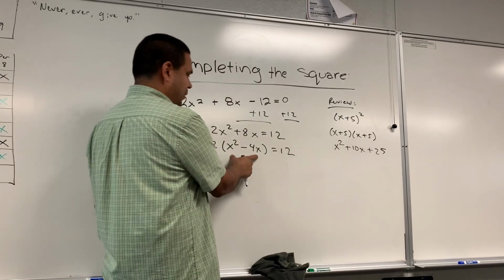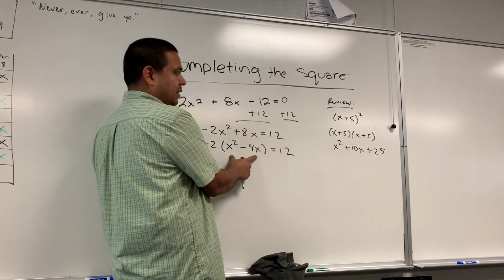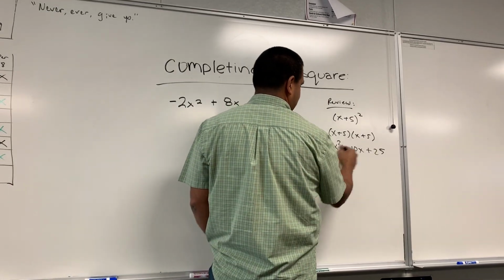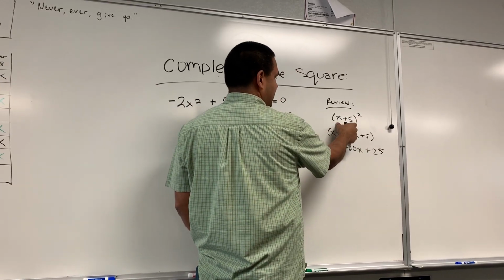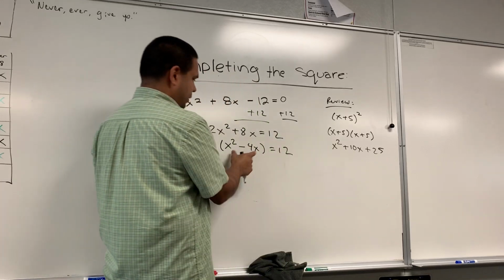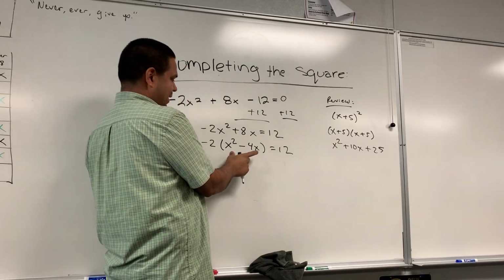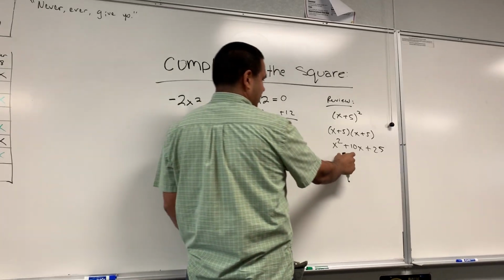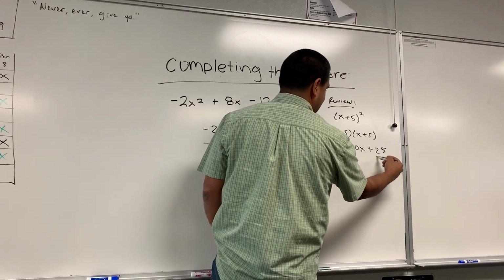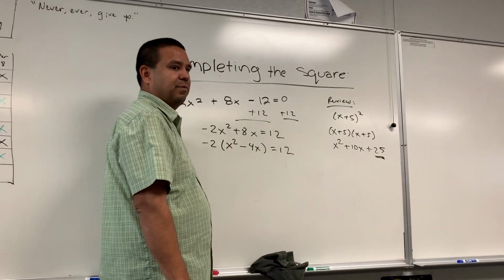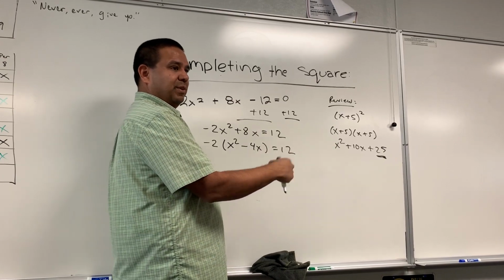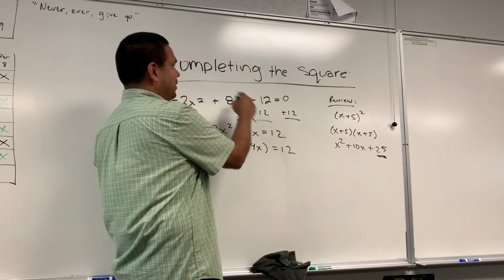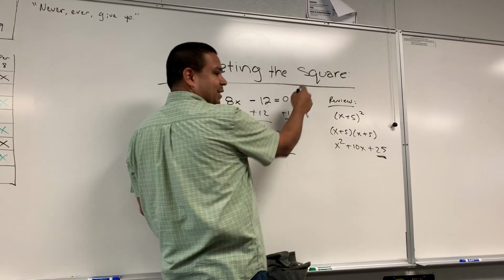So when we compare what we have in parentheses to what we call a perfect square trinomial, because it could be factored into the square of a binomial, we see we only have two terms here: x squared minus 4x. Here we have three terms. So we're missing that third term, that constant. Because it's missing, we have to complete it, therefore completing the square.